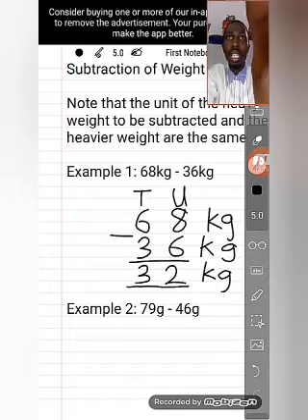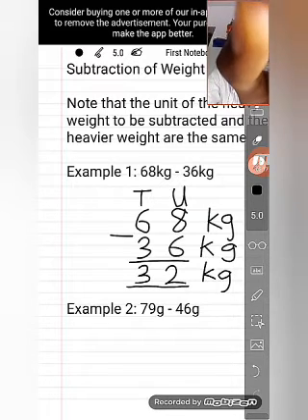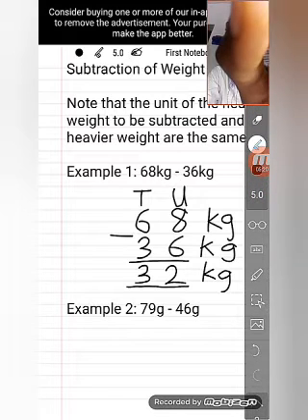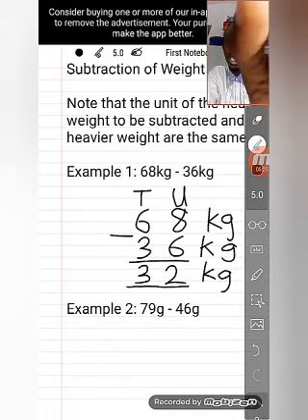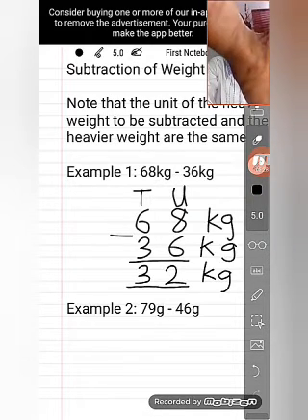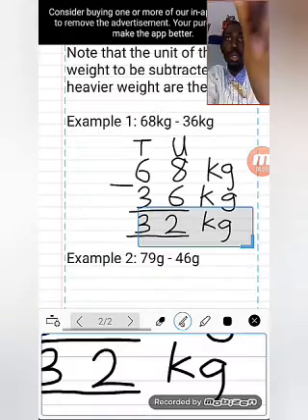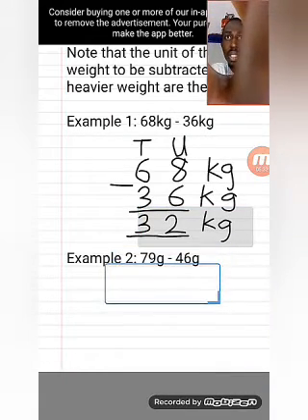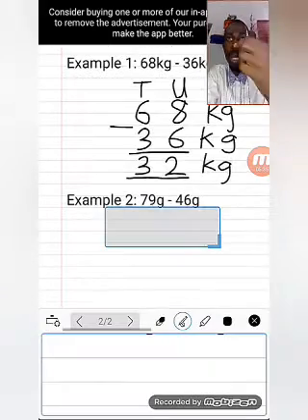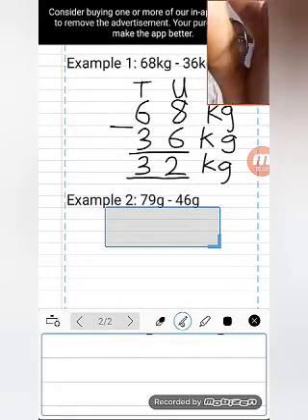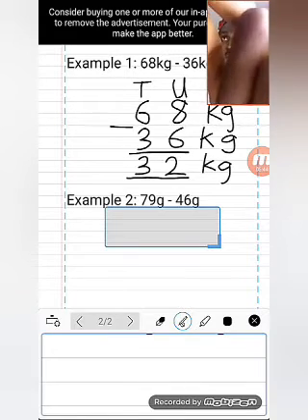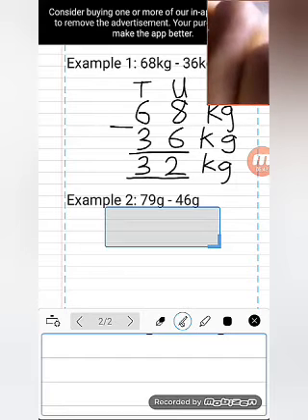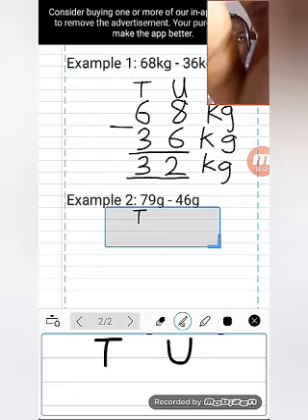So the next example is going to be on 79 grams minus 46 grams. So let's see how we go about doing this. Remember, you can even be dictating to me what I'll do now. I want you all to be telling me what the first thing we will do when we are adding or subtracting two digits or more digits. So the first thing, we write the place values, the T for tens and the U for units.